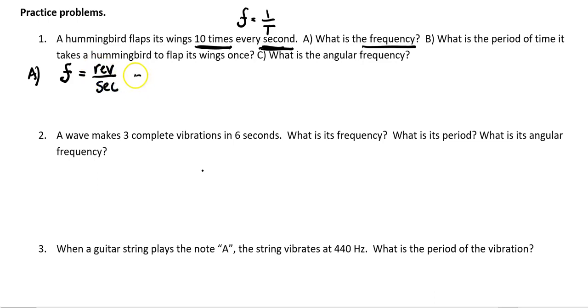Let's see how many revolutions it makes. It makes 10 revolutions in every second. Every is like per every 1, so that's 1 second. Or if it was for every 2 seconds, we'd put 2 seconds. So the frequency is just 10.